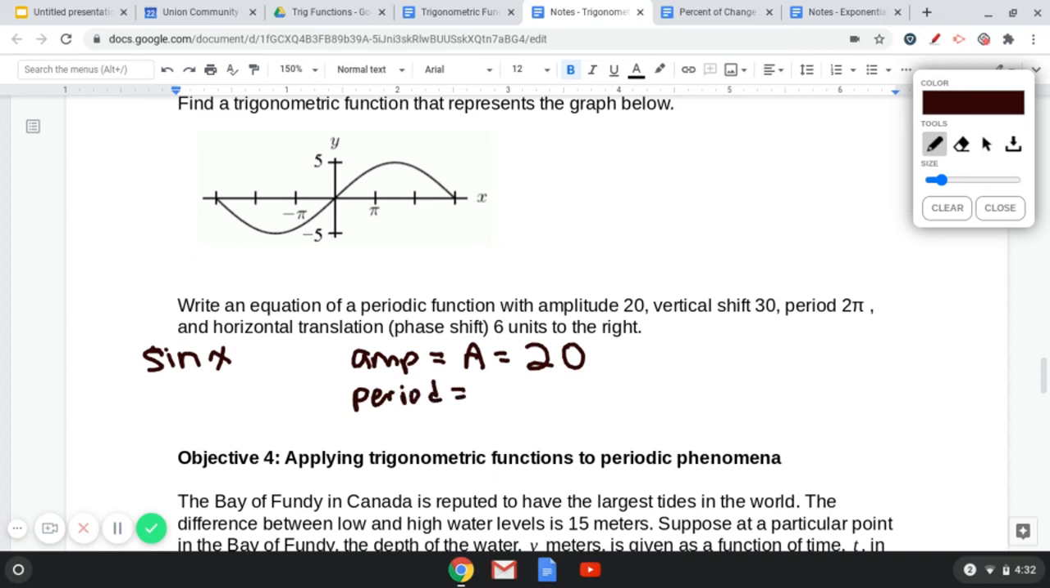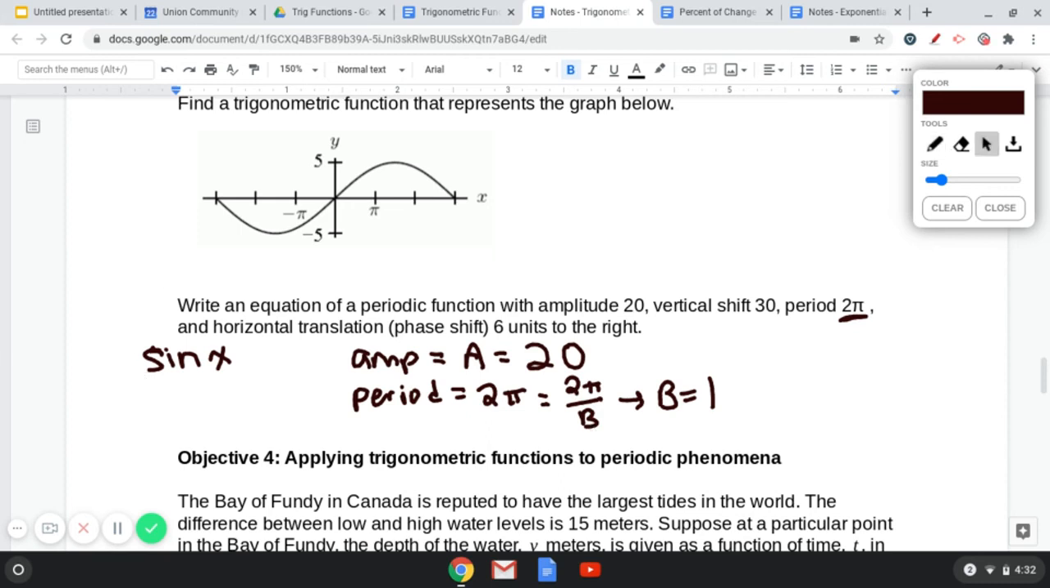Our period is 2 pi. And we know that the period is equal to 2 pi over b. So what does b have to be? B equals 1 in this situation, because the period, which is 2 pi, equals 2 pi divided by b, which is what we'll put in our equation.